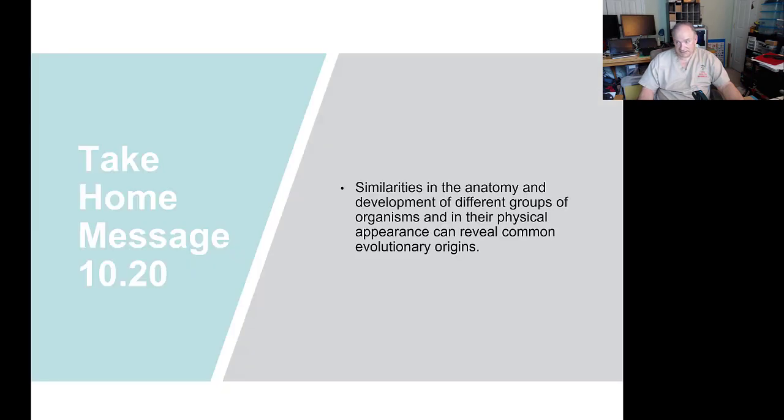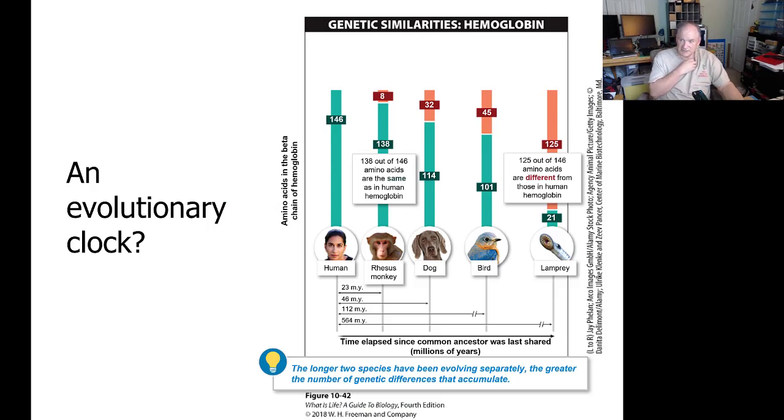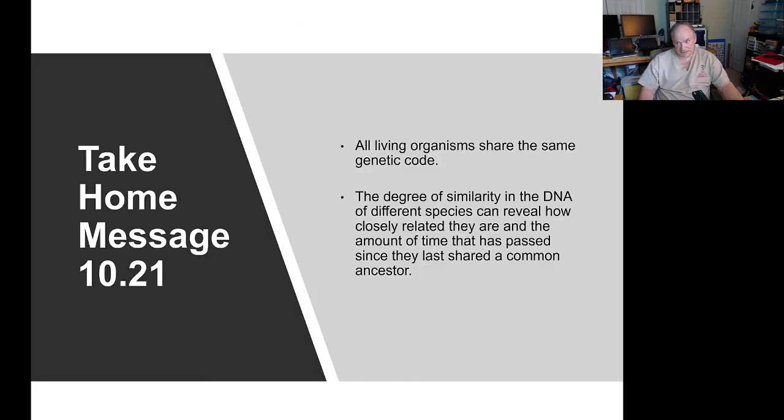So similarities in the anatomy and development of different groups of organisms, and their physical appearance, can reveal common evolutionary origins. And again, it's pretty commonsensical. Molecular biology reveals common genetic sequences, and you can look at various sequences that have similarities versus uniqueness. The longer two species have been evolving separately, the greater the number of genetic differences. There's a lot of similarity between humans and the rhesus monkey, or the dog and the bird, but the lamprey eel not so much. So there are sequences that are similar, and you can see them there.